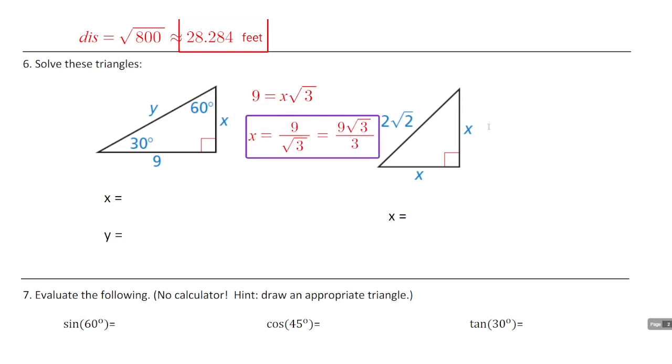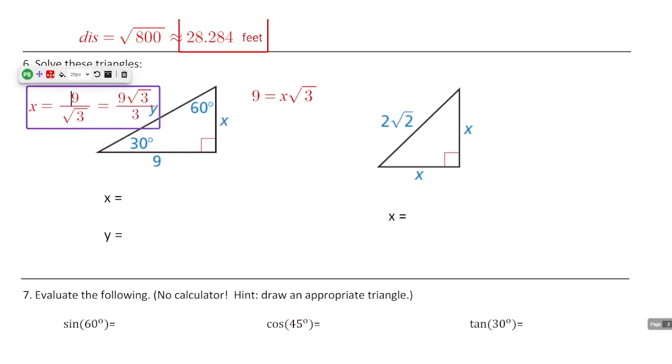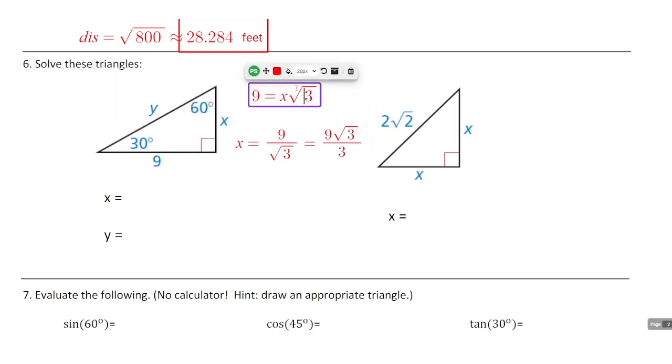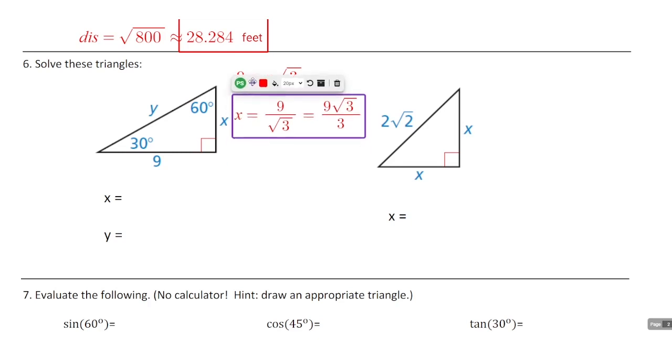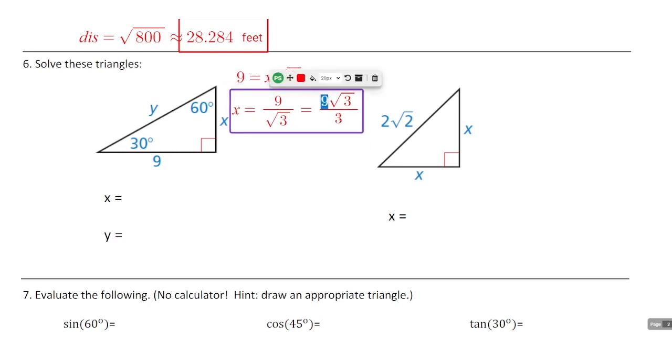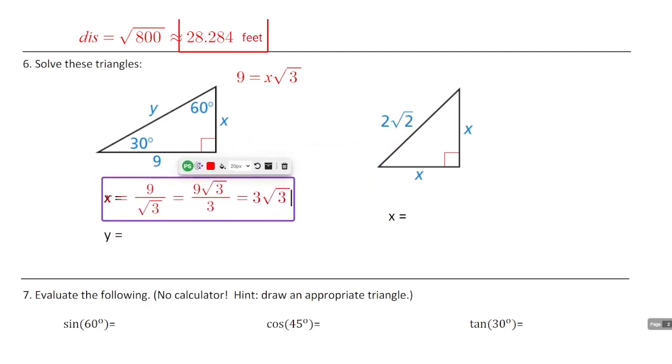You might notice, hey, we can actually simplify that a little bit. Let me move this over a little bit. Just give me a little bit more room here. We can simplify that a little bit because 9 divided by 3 is 3. So this is really just going to equal 3 times root 3. Oh, that doesn't fit very well over there either. I guess I might as well just put it right here.